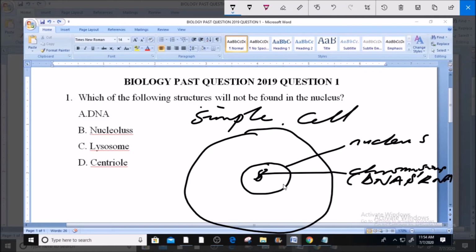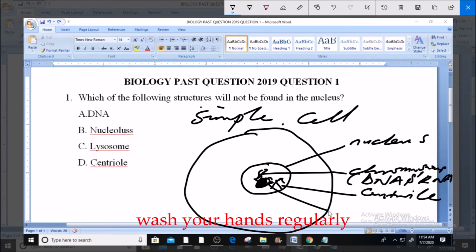We have centrals, and we have the nucleolus.